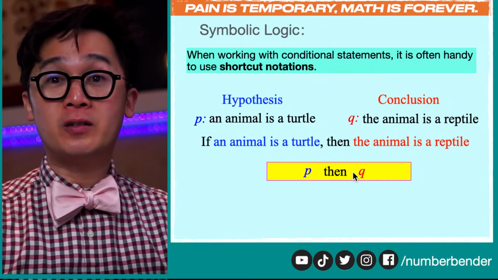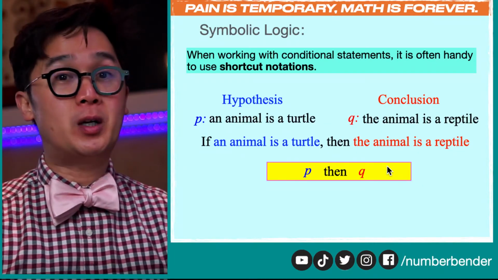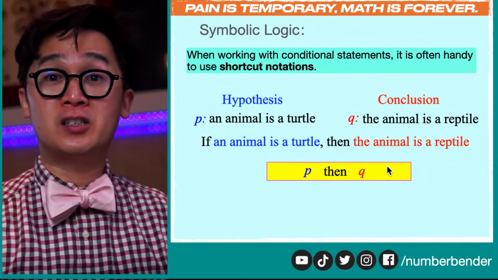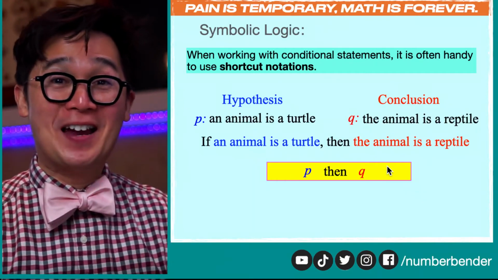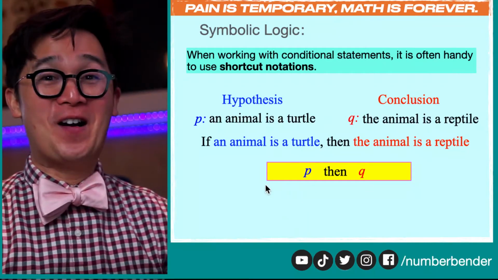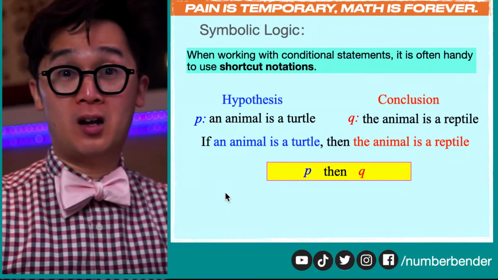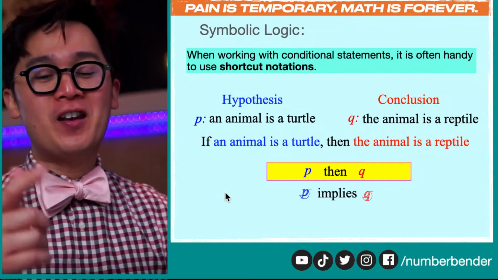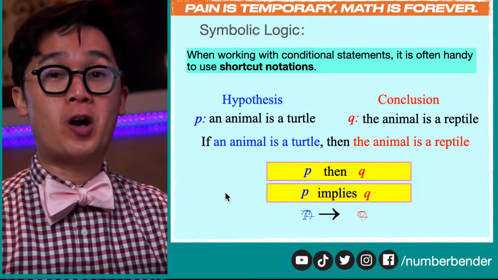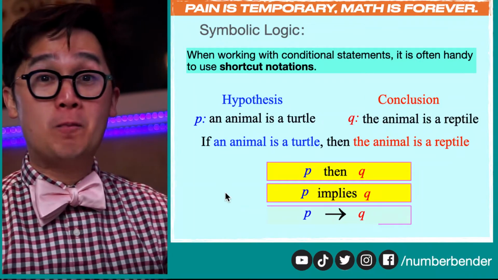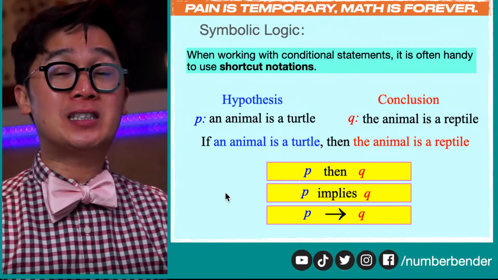or shortcut actually has its meaning. And the meaning of P then Q in this particular statement is that if an animal is a turtle, then the animal is a reptile. I really cannot say turtle. I should have just changed the reptile into a cobra. Would have been easier. Anyhow, another way of writing this down is P implies Q, and in symbol form, we can use an arrow pointing to Q, or to the conclusion, to have a conditional statement of this form.